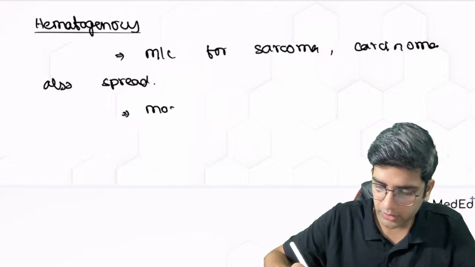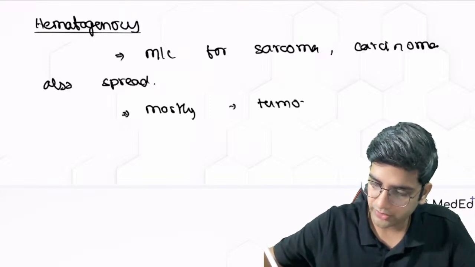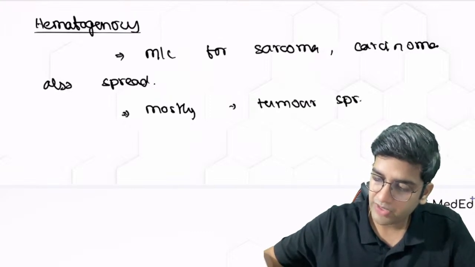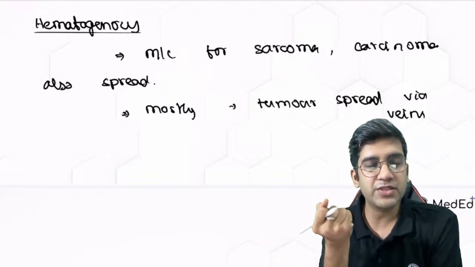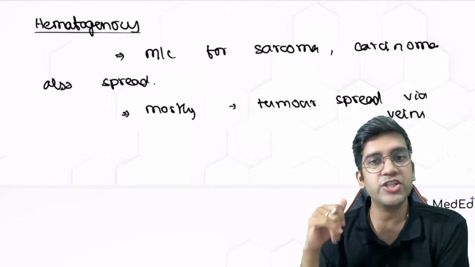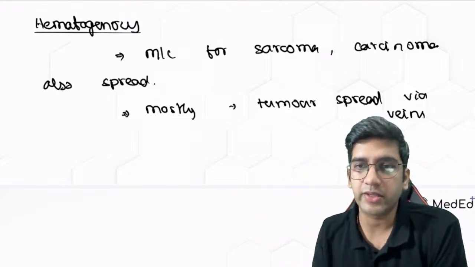Mostly the tumor spreads via veins, right? They don't spread via arteries because of the very thick wall of the artery. Vein is easy, vein is collapsible. Artery, as you know, has intima, media, adventitia, so it's a bit difficult. Venous spread is easier via the hematogenous route. Perfect, right?